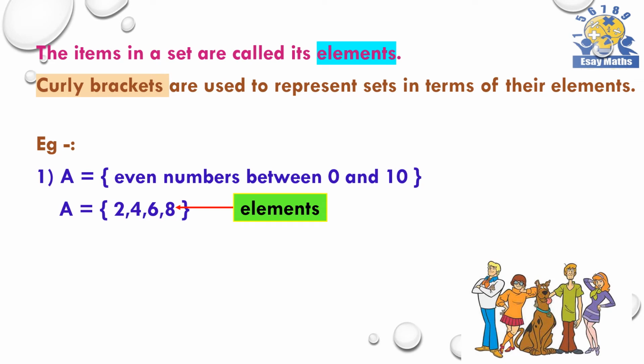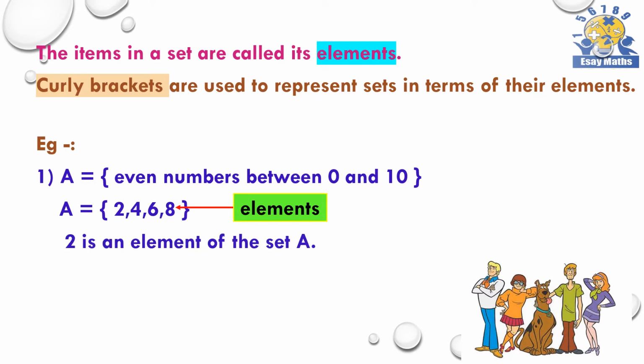Now you can represent this set as a list of elements. What are the elements that belong to this set? Even numbers between 0 and 10. So 2, 4, 6 and 8. You can't write 0 and 10 because here I have given even numbers between. So between means you can't write 0 and 10. Then you should name the set A and write all the elements within the curly brackets, and you should put the comma sign to separate the elements.